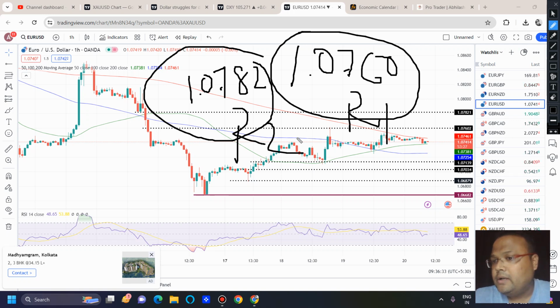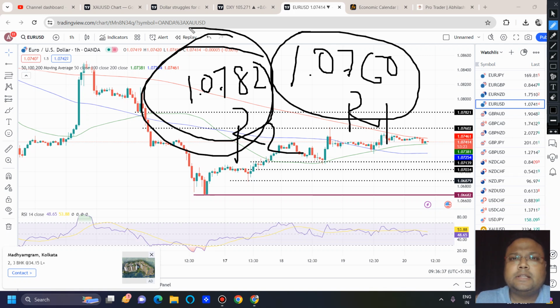So with low volume, if market goes up, this is our first resistance and this is our second resistance. Simply observe the market behavior for 30 to 40 seconds. If you see market showing price rejection from above, hit the sell button with risk management. On the other hand, if market drops, we have the first support around 1.07.